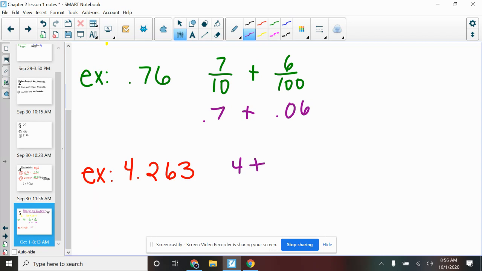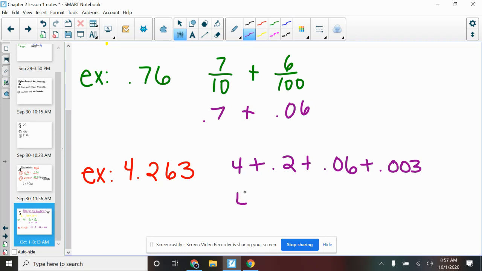Keep going, Max. 0.2. So you're doing it as decimals? Yeah. Okay? Plus 0.06, yep, plus 0.003. Yay, Max. That's the decimal way. But who did it as a fraction? Brody, what does yours look like?